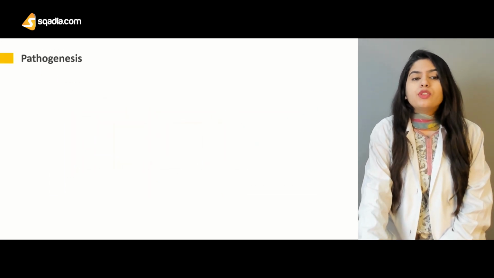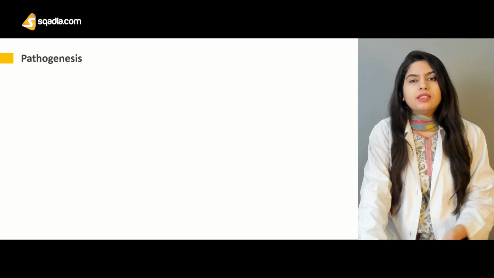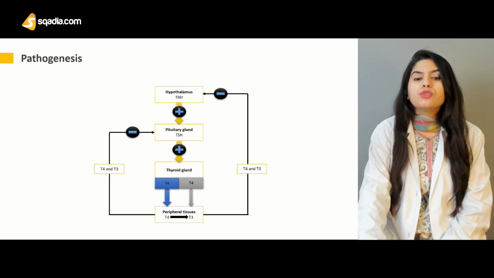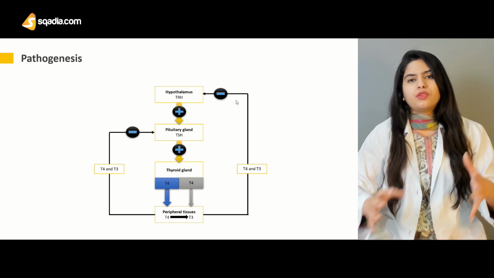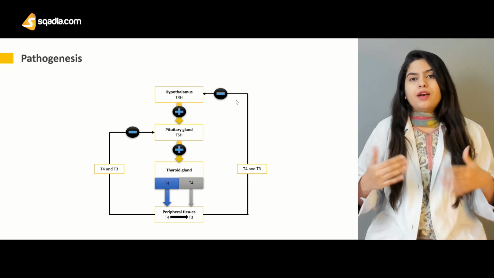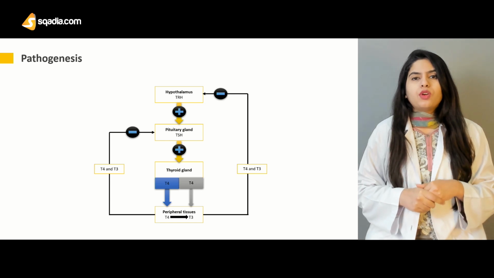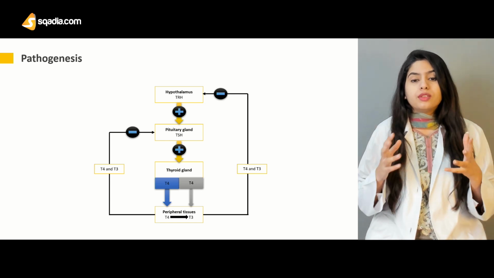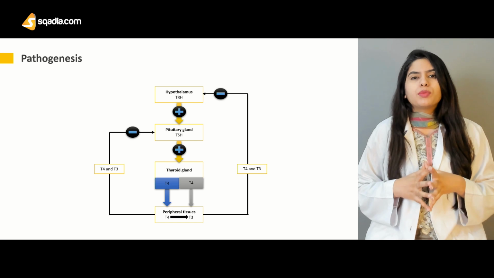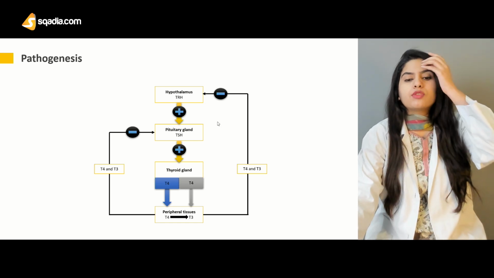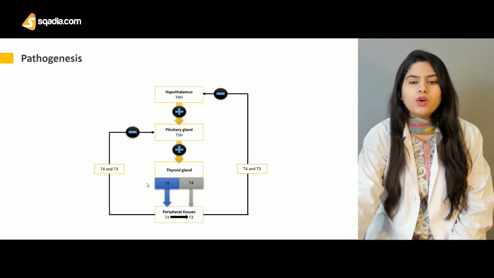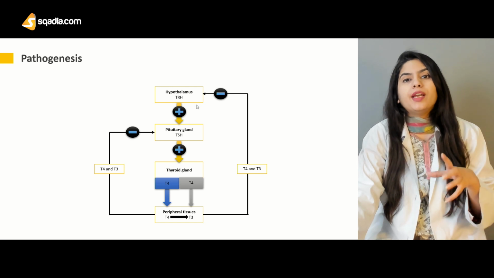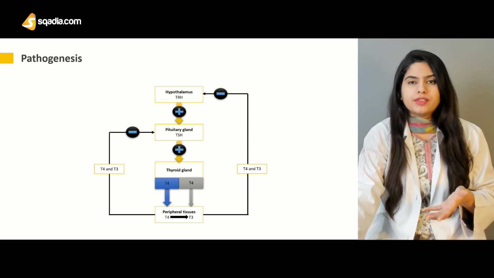Then moving to the pathogenesis of the disease. Now, you are familiar with this. We have discussed this flow diagram, and how the thyroid stimulating hormone is released from the pituitary, and then it acts on the thyroid gland, and here it causes the production of T4 and T3 hormone. Now let's discuss what happens that leads to hypothyroidism.